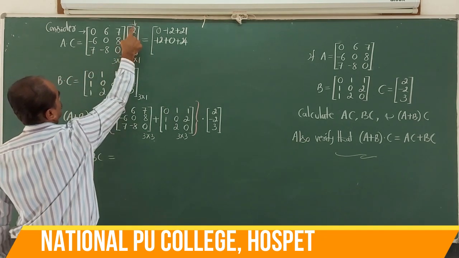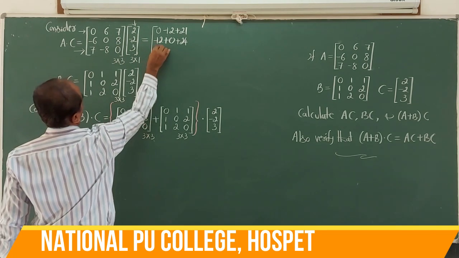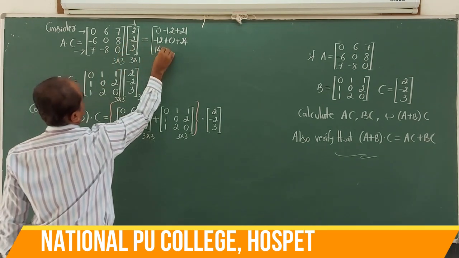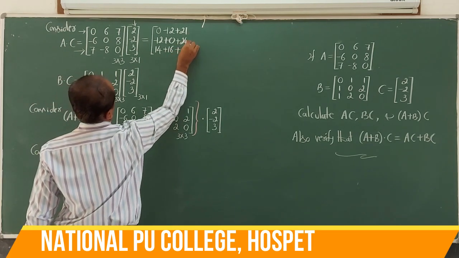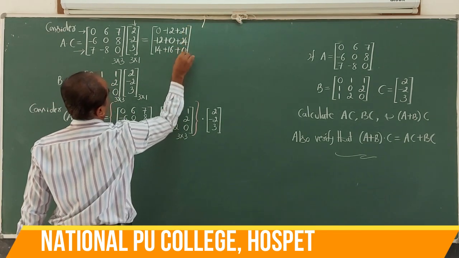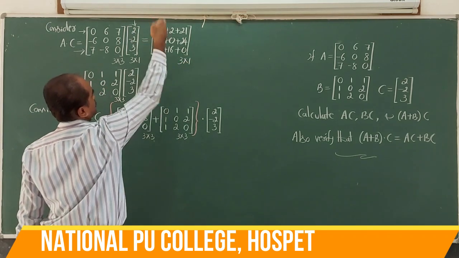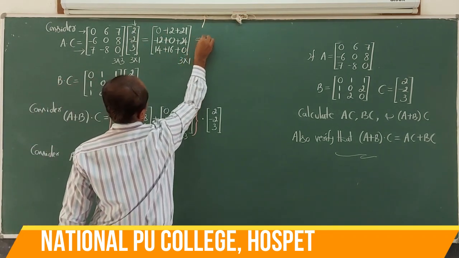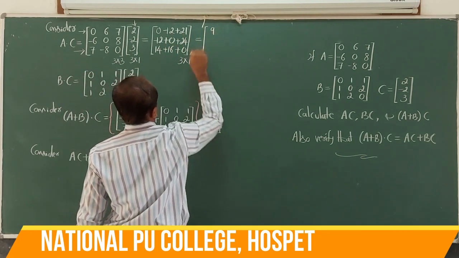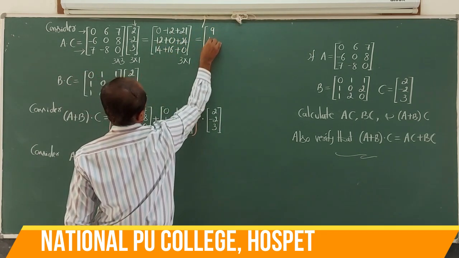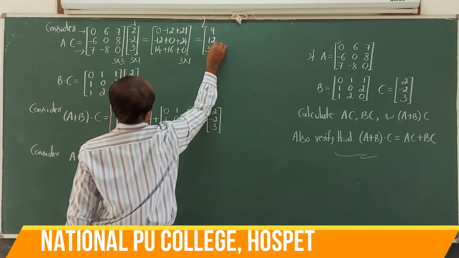Now, third row with the same column. Pairs of elements: 7 into 2, 14; minus 8 into minus 2, plus 16; 0 into 3, 0. What is the order of this matrix? 3 by 1. 3 rows, only one column. Now simplify this. Minus 12 plus 21; 24 minus 12; and 14 plus 16, it is 30.